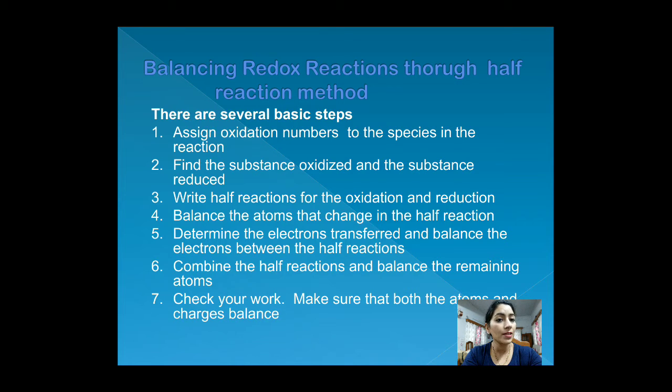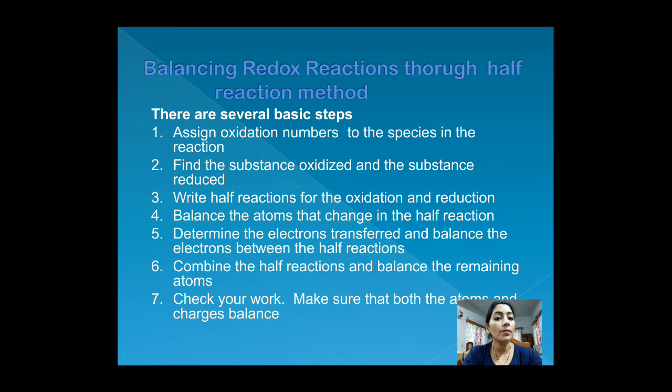Second, find the substance oxidized and the substance reduced, which is behaving as the oxidizing agent and which as the reducing agent. Third, write the half reactions of oxidation and reduction. Half reactions mean what reactants are there and what products they finally make. Then balance the half reactions. The number of atoms should be equal on the left-hand side and right-hand side.